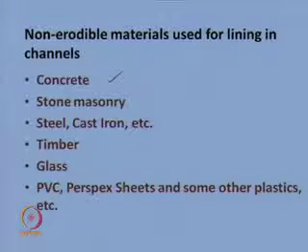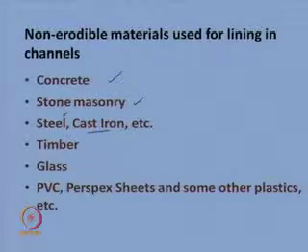Concrete, as you know, is quite strong and does not erode that much. So, concrete is generally used in many channel cross sections as a lining material. Next one is stone. There are various rocky stones, or stone masonry, where the stones are much stronger and also avoid erosion of the bed and sides. So, stone masonry is also quite commonly used for the lining of channels.